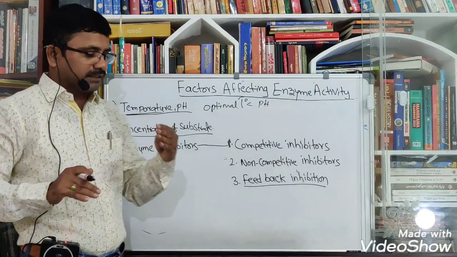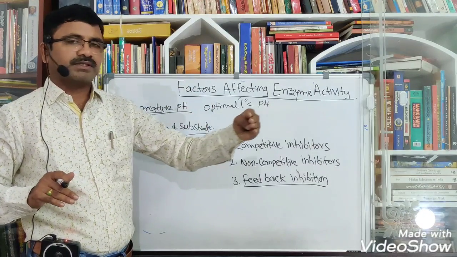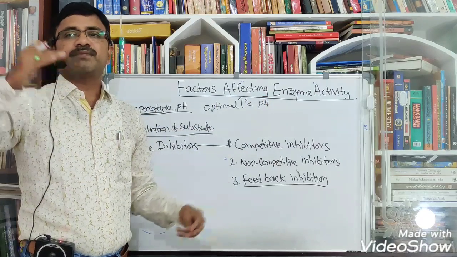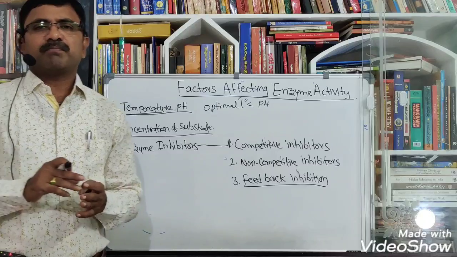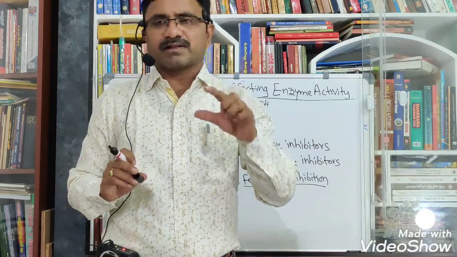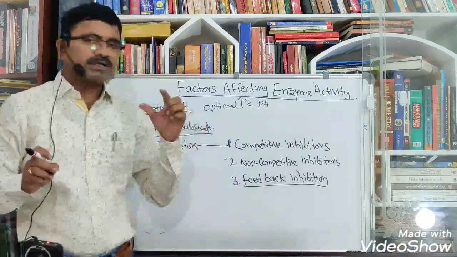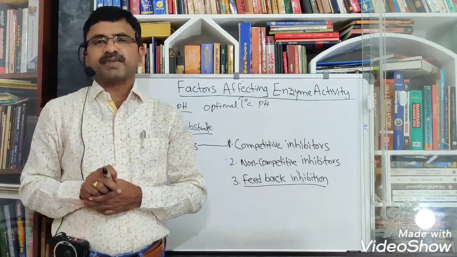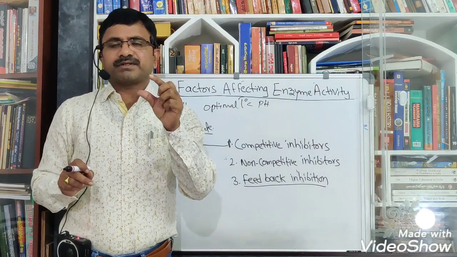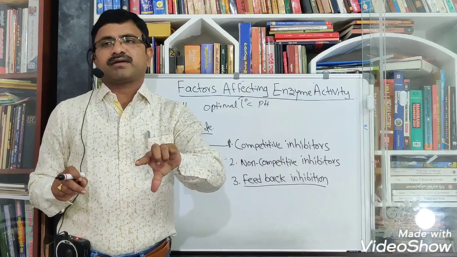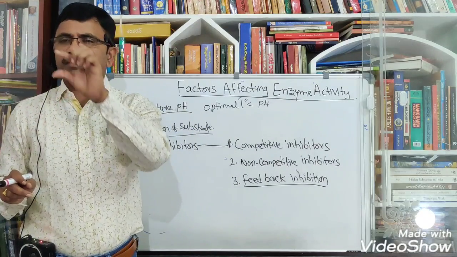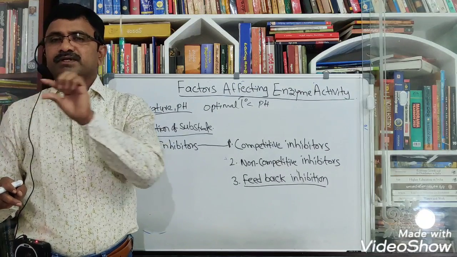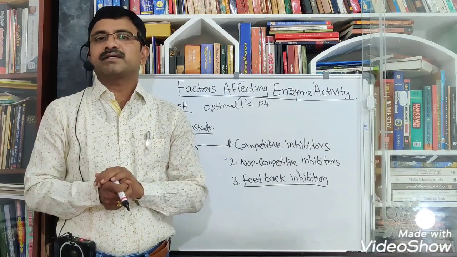Here, an increase in substrate concentration increases the enzyme activity. Here we have an important term, Michaelis constant. Michaelis constant means the substrate concentration required for half of the maximal enzyme reaction, half of the maximal enzyme activity.